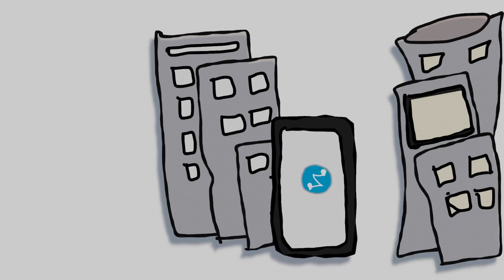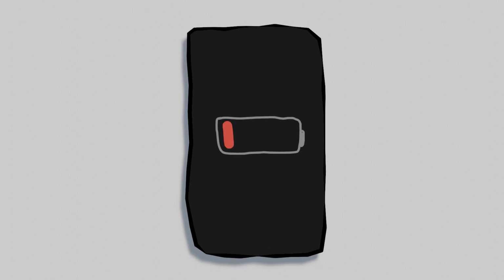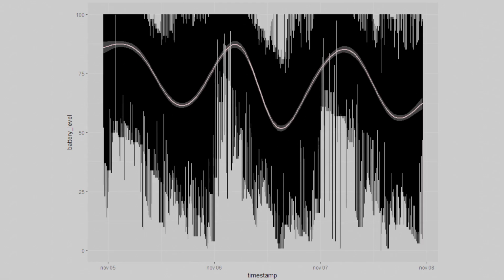Sometimes the data aren't collected for reasons related to the device. Maybe the battery runs out, although in practice we found that rarely to be the case. This shows the average battery life for the users of our app. And as you see, although it does decrease over time, it rarely makes it all the way down to 0.